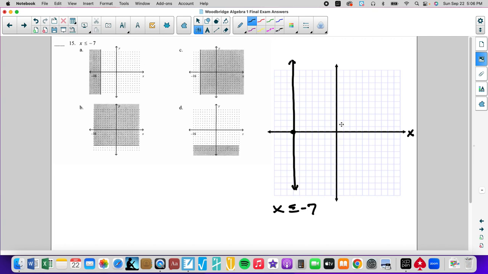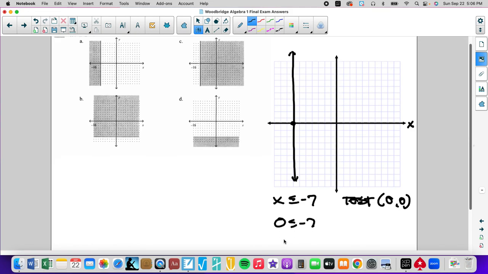And now we have to test. This border is going to be true, hence why I did a solid line and closed circles. And now I have to test to see which way I'm going to shade. So I again am going to test 0, 0. I'm going to put 0 in for x. Is 0 less than -7? That is false. So this point 0, 0 is false.